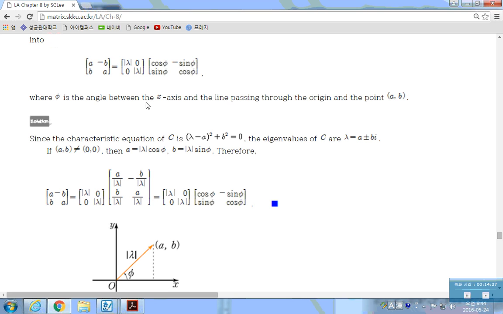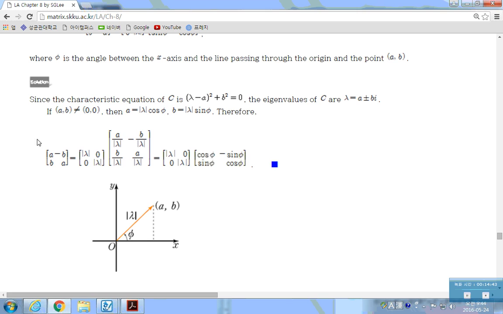Where theta is the angle between the x-axis and the line passing through the origin and the point AB. Here is the solution. The characteristic equation of the matrix C can be written in this way. So the solutions for this are lambda equals A plus minus BI. These are the eigenvalues of C.